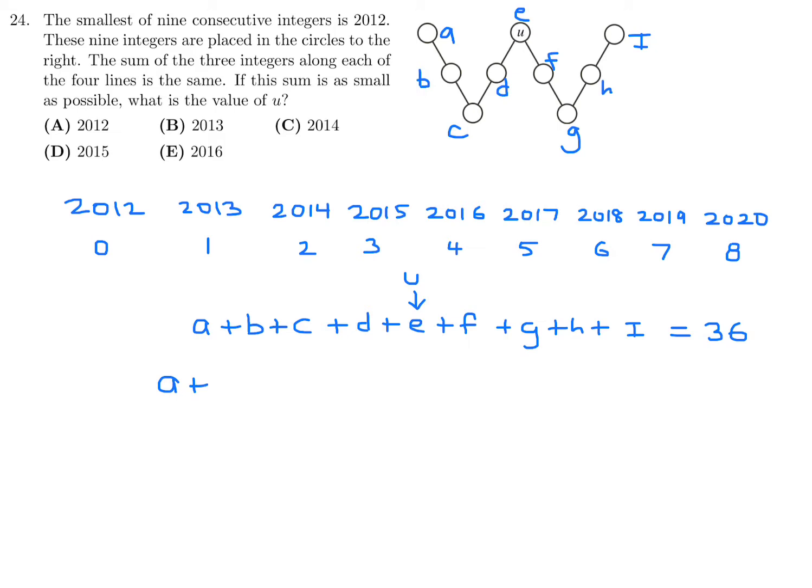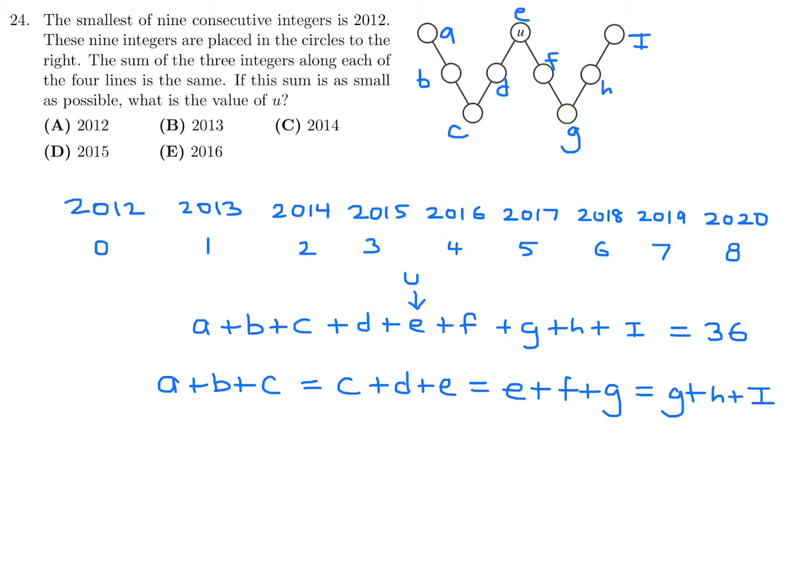So that basically means that A plus B plus C, these 3 guys, are equal in the terms of their sum to these 3 guys. And that means that equals C plus D plus E. And similarly, C plus D plus E is equal to E plus F plus G. And E plus F plus G is equal to G plus H plus I. Okay, so no tricks so far.